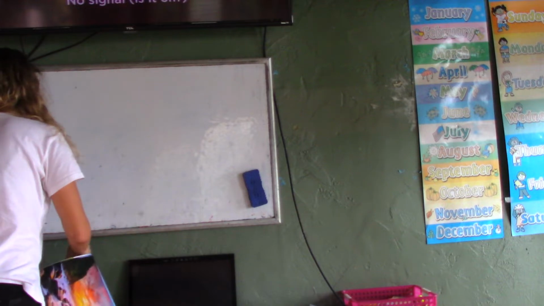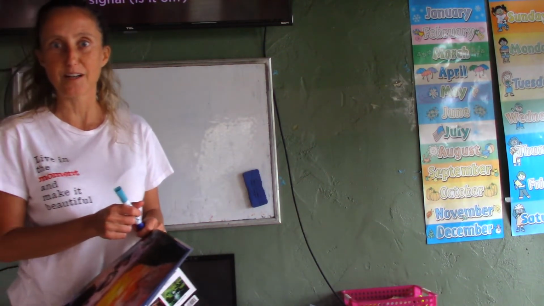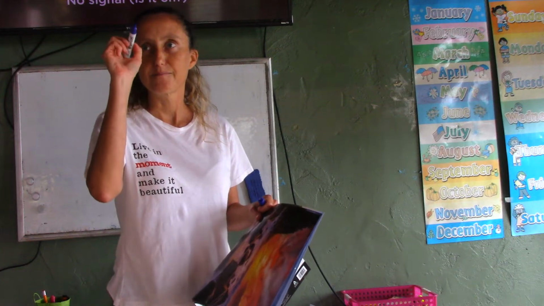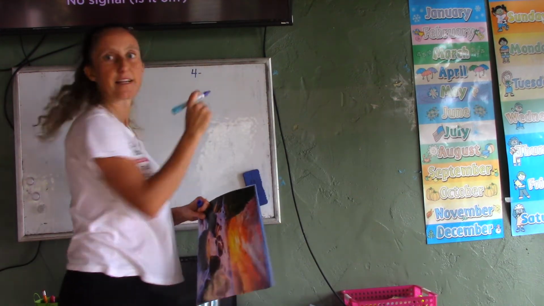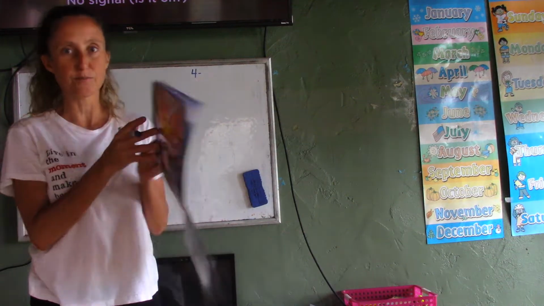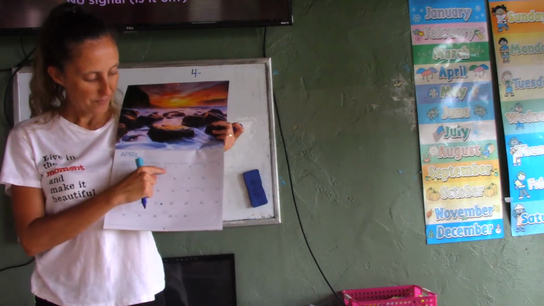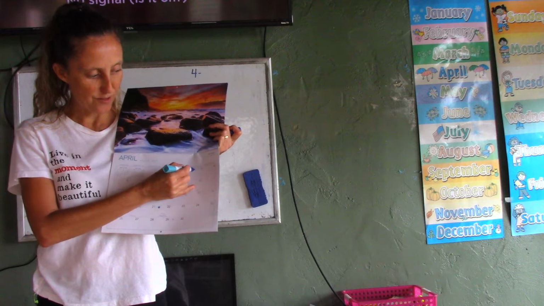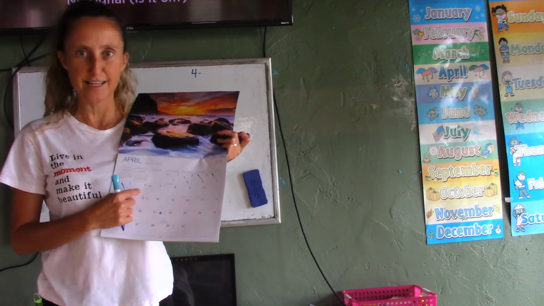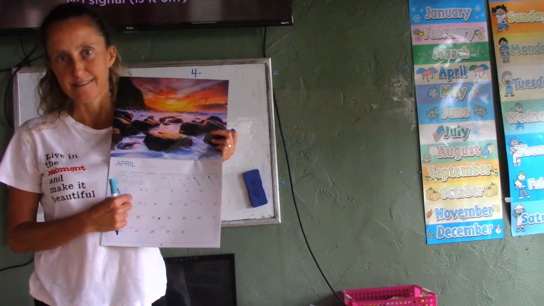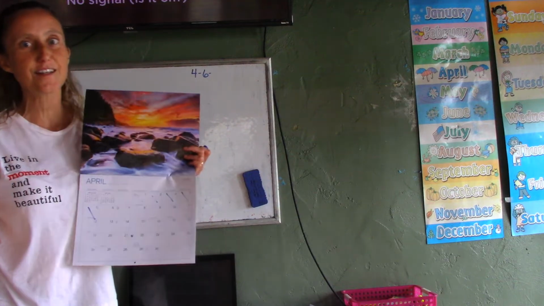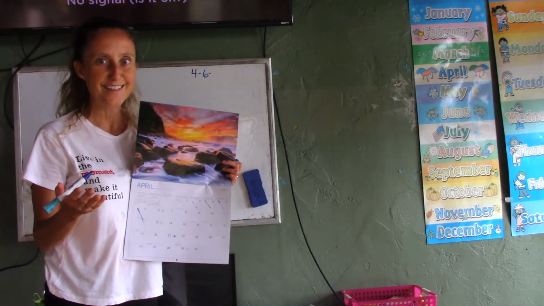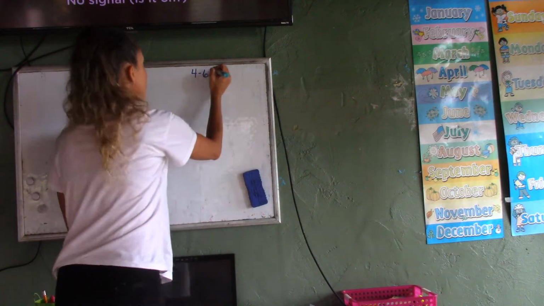So whenever you're doing your date at the top of your papers and top of your journal, we're going to write a 4 first for April, 4. And on the calendar it says, oh, turn it around. It's not the 1st or the 2nd or the 3rd or the 4th or the 5th. Today is April 6th, right? So April 6th, so it's 4-6, and it's still the year 2020. You're right, 2020.